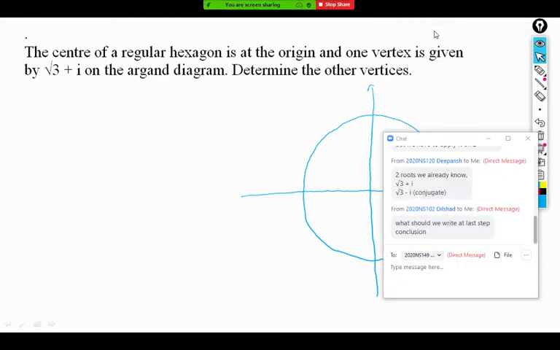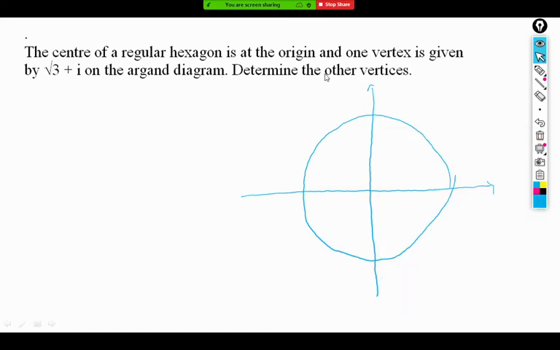What should we write at the last step, the conclusion? At the last step you should write like this only: thus all 6 vertices of the regular hexagon are these. Okay, Dilshad, is it clear? Yes, sir. It depends on the question. The question itself determines all the other vertices, so you can say thus all 6 vertices are these. That one you have to write.